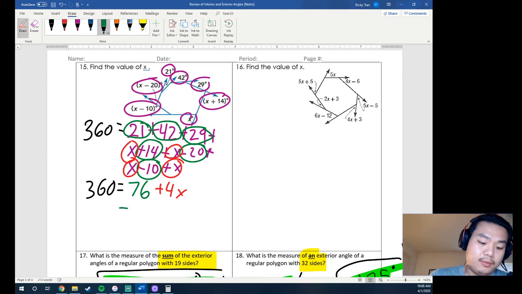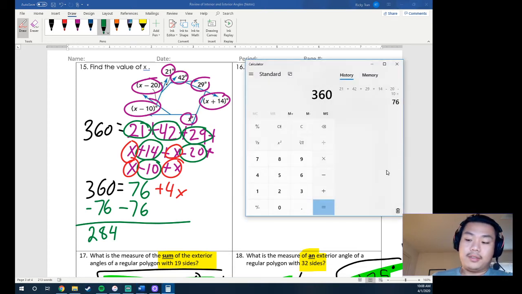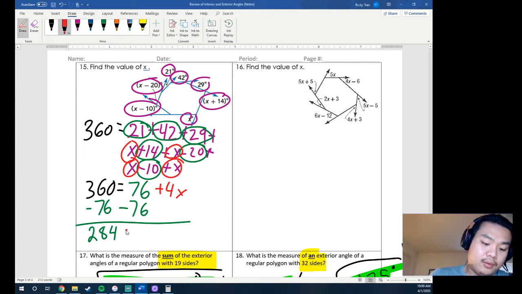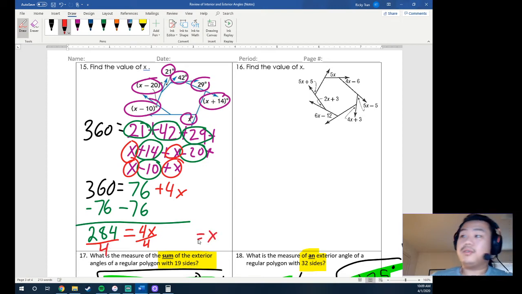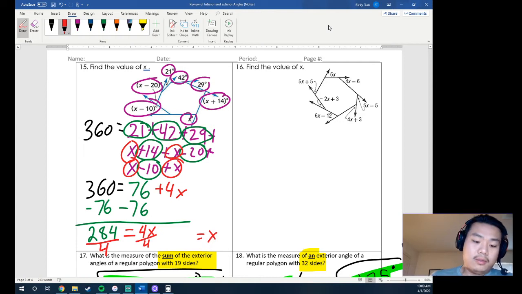So 4x. All right, subtract 76. That's going to be 284. Let's double check that. 360 minus 76, 284, is equal to 4x. Then we divide by 4, divide by 4, x is equal to 284 divided by 4. Yep, 71. And that's your answer.